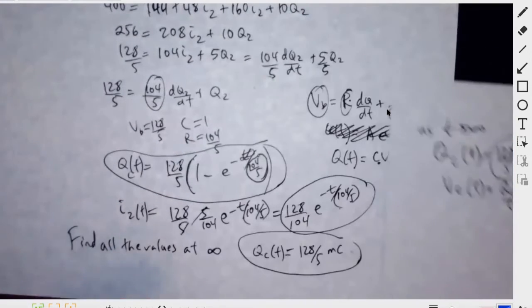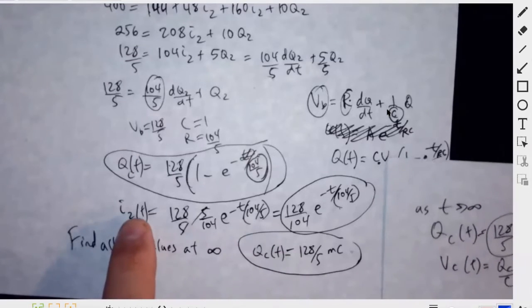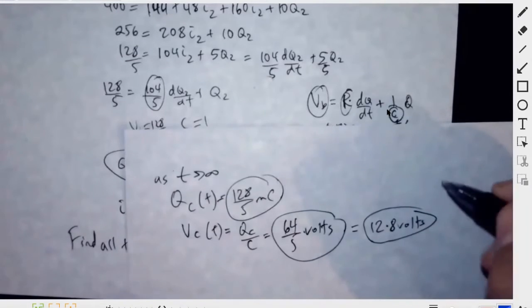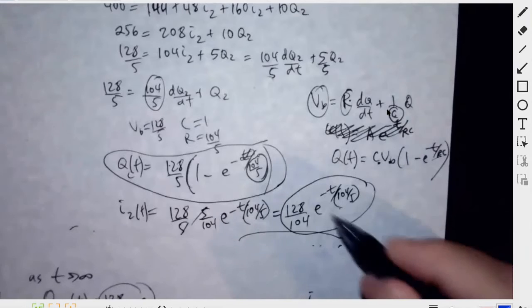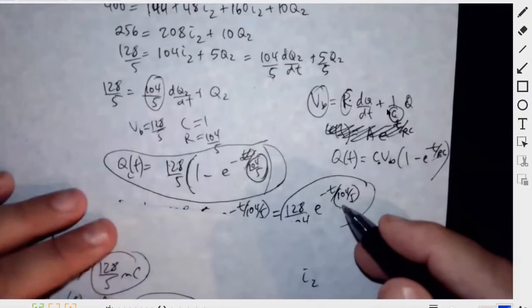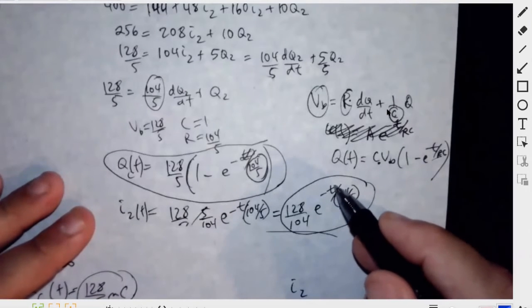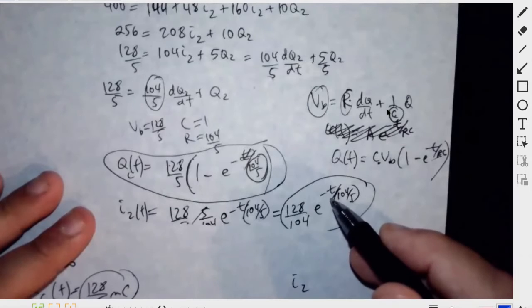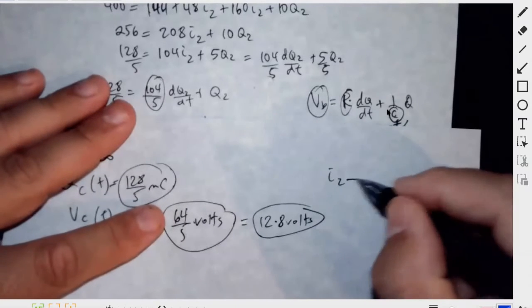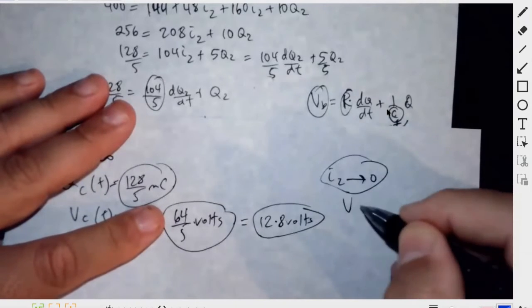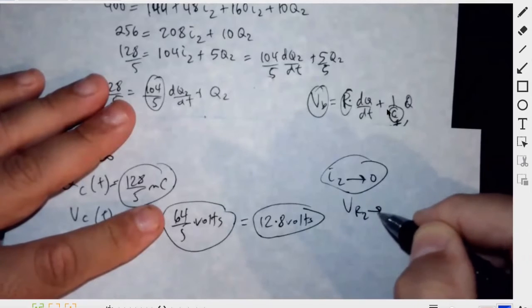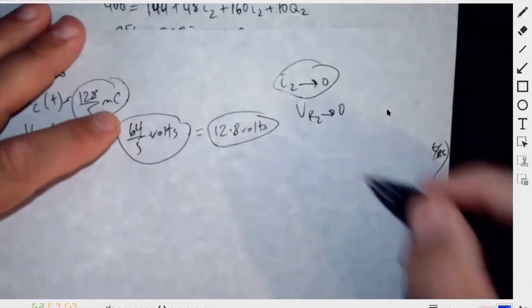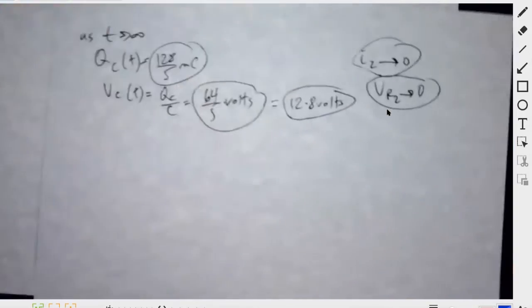Okay, then let's take the derivative of it, I2, which is this function, and then take that as t goes to infinity. Well, e to the minus infinity is 0. Oh, I2 drops to 0. Now see, I2 goes to 0, which means the voltage of the resistor 2 goes to 0. Okay, so you see what it's telling us?